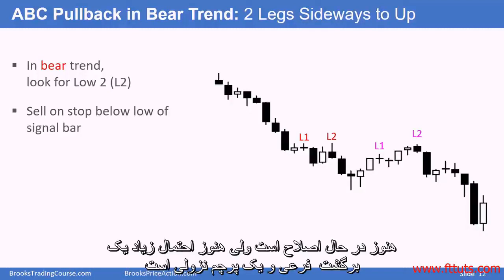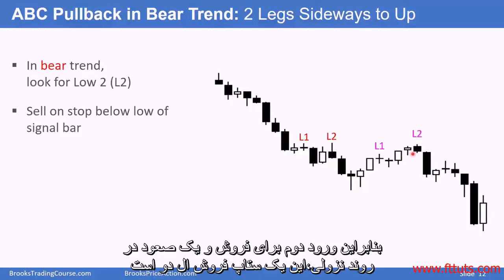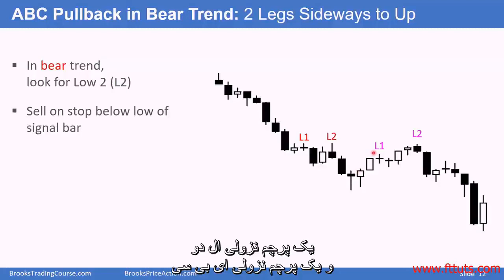It's still correcting, but it's still most likely a minor reversal and a bear flag. Traders who did not sell here might instead place an order to sell below this bar, which does not get filled. They then place an order to sell below this bar, and it does get filled. So a second entry short in a rally in a bear trend is a low 2 short, a low 2 bear flag, an ABC bear flag.